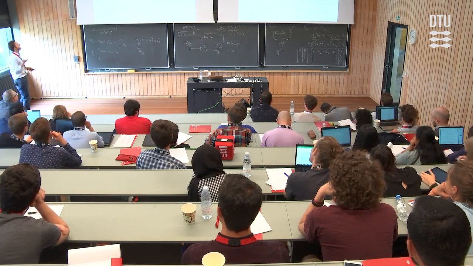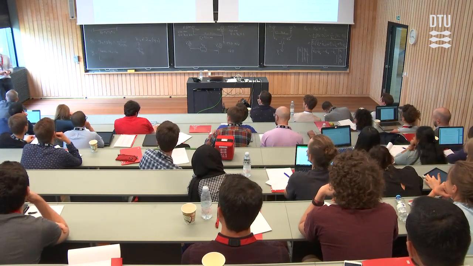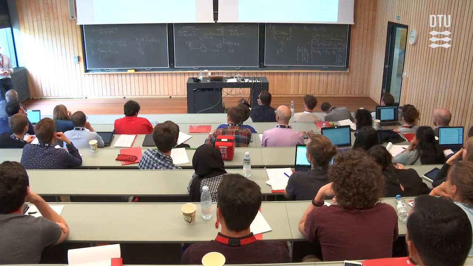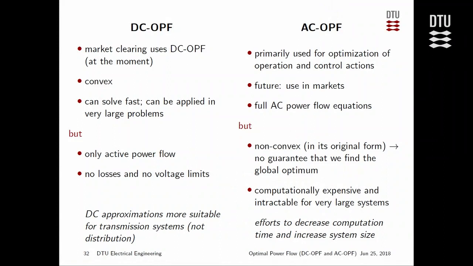So the DC-OPF is used at the moment in most market clearing algorithms. They are a version of a DC-OPF. From my knowledge, the only market I've heard that is going a bit towards AC OPF is ISO New England, which is trying to build an AC OPF market clearing tool. But what many people think the future is going to be is that we want at some point to move to an AC OPF formulation, both for market clearing and operation. So that's our job, actually, to develop a good tool.